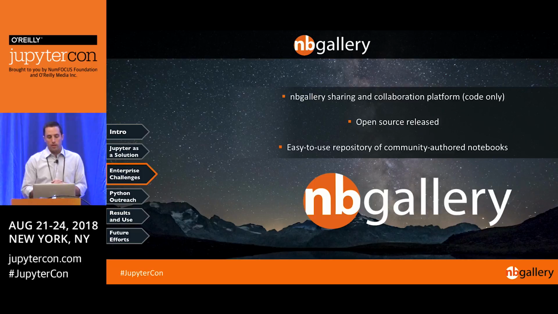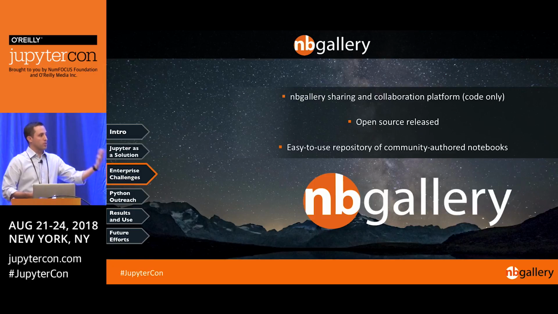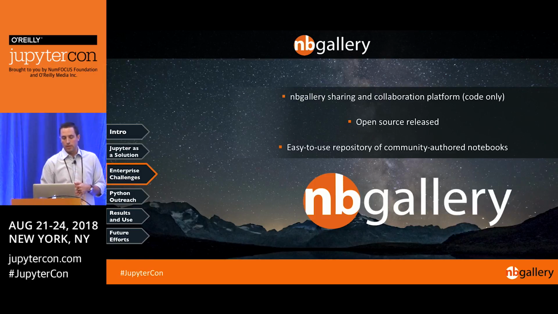So to overcome that, our team has developed nbgallery, or Notebook Gallery, as an enterprise Jupyter notebook sharing and collaboration platform. I note there it's only for the code. Because of the sensitivity of the data, we don't want, and we can't allow a user who's run a notebook to share the notebook with the results to other users who may not have the same levels of authorities and accesses that they may have.